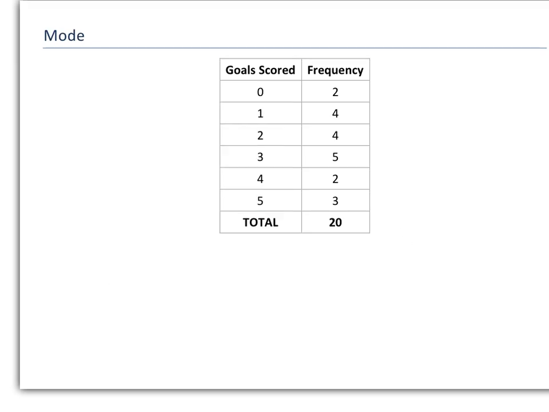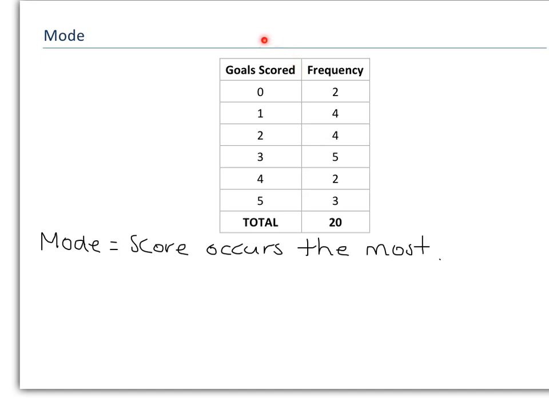The next easiest one to find is the mode, which we know is the score that occurs the most. And in this example, this means the most common number of goals scored by this team. Now in a frequency distribution table, as we mentioned before, the data that we are collecting is always written in this first column. So if they scored 0 goals in a game, if they scored only 1 goal in a game, 2 goals in a game, and so on.